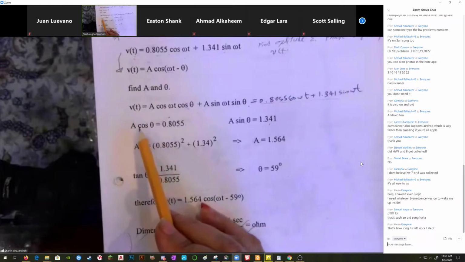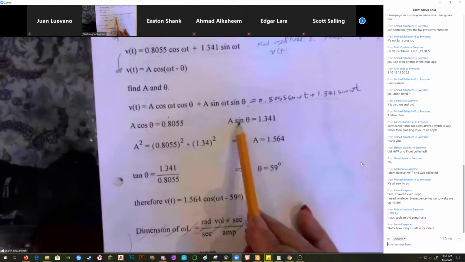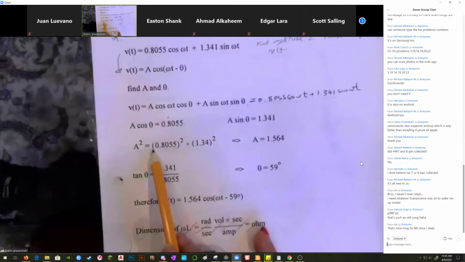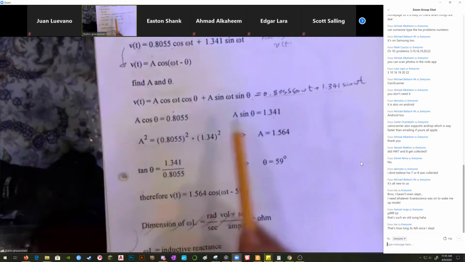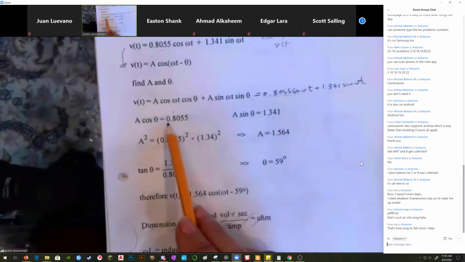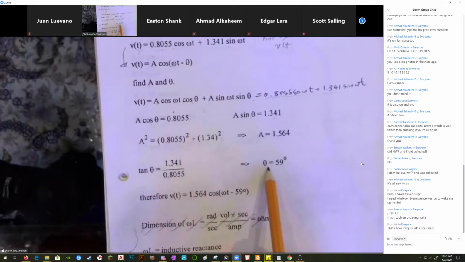Like previous, you square this and add them. So you can get your A from here, correct? Your A squared is this. Do you all know that? Yes. Okay. And you get the tangent of theta by dividing these two together. So you got your theta.